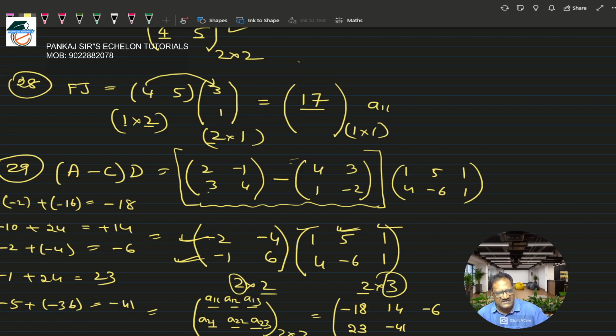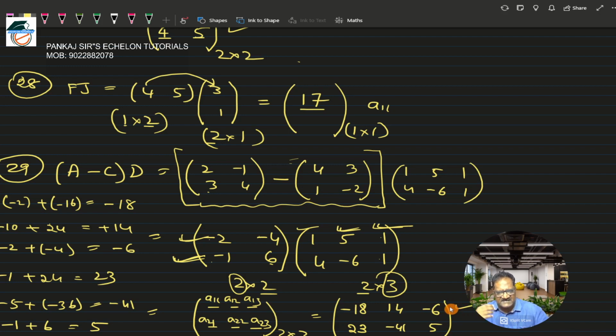And the last is A23. That is second row and the third column. Minus 1 into 1 will be minus 1, plus 6 into 1 will be 6. And this is nothing but 5. So you get a 5 here. So this is my final answer.